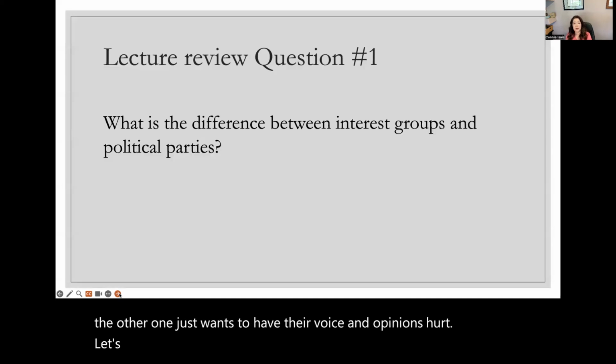Let's review question number 1. What is the difference between an interest group and a political party?